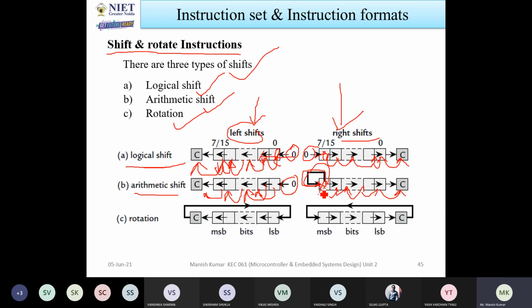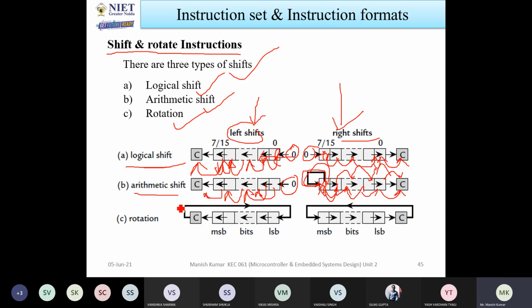मतलब क्या होगा? MSB bit will not change. If you are shifting that, MSB will not change, and that MSB bit is shifted to this bit, and after that this bit, again it will be shifted to this bit, again it will be shifted to that. So this process will be repeated.